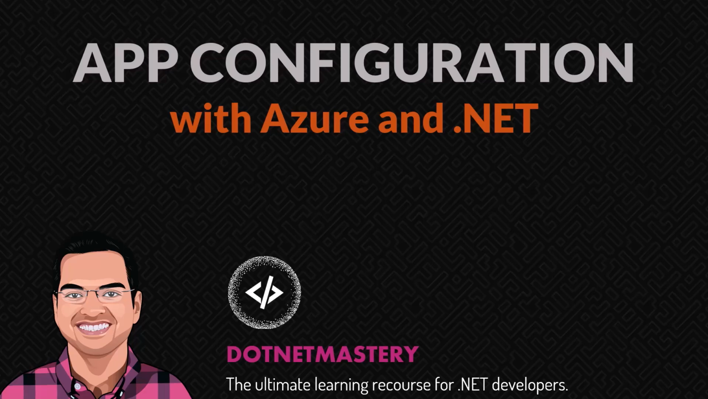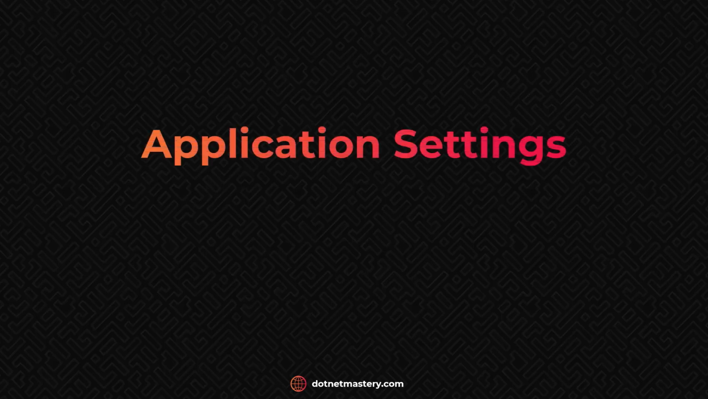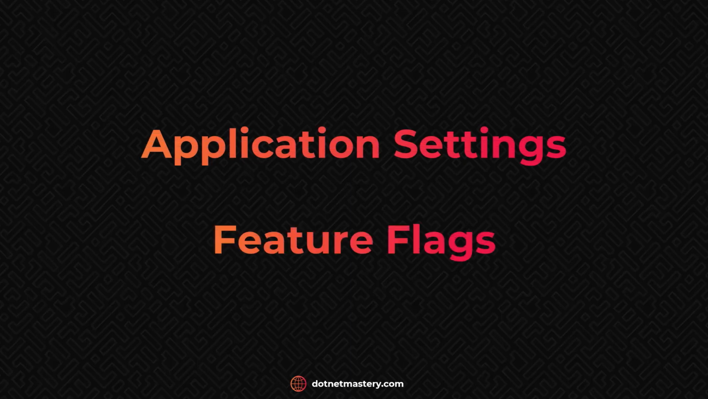And back to the main topic, app configuration in Azure. App configuration is a service to centrally manage application settings and feature flags. That brings up two main topics. We will explore how to manage application settings first, and then what feature flags are and how they can help to activate or deactivate features in an application without deploying the code.